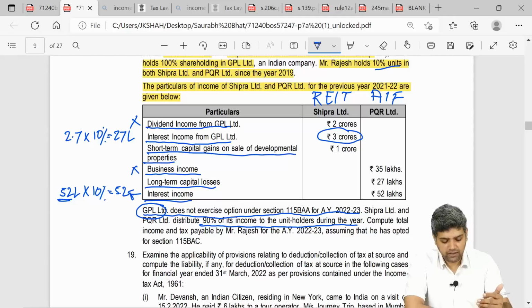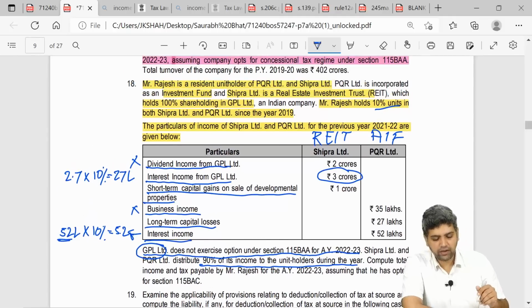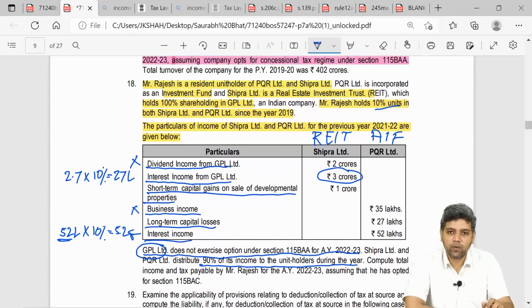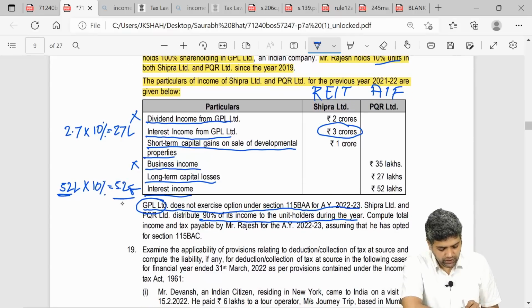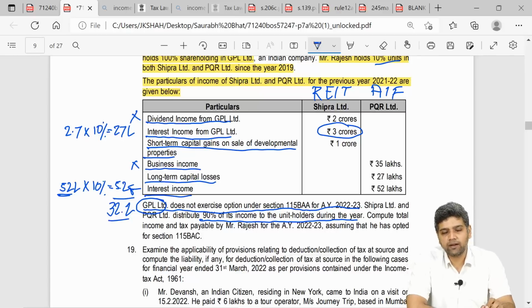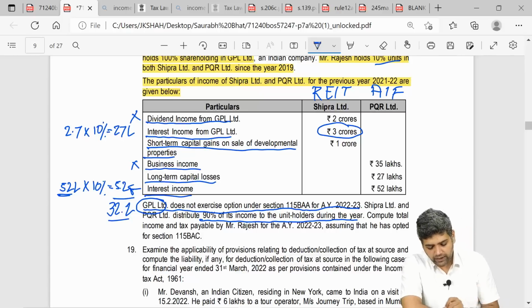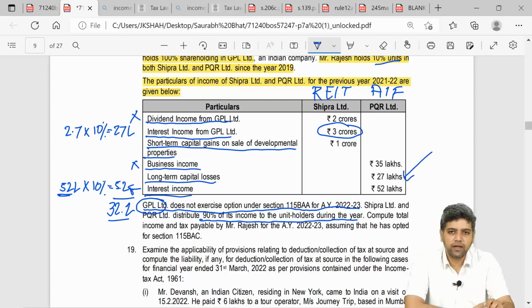Out of that, Mr. Rajesh is holding 10% and therefore 5,20,000 would be chargeable to tax in the hands of Mr. Rajesh. So Mr. Rajesh's total income would be 27 lakhs plus 5.2 lakhs, that is 32,20,000. Now you might ask, sir, what about the losses? We have learned this in chapter of AIF that with effect from 2019, the government says now even losses can be passed through to the unit holders.